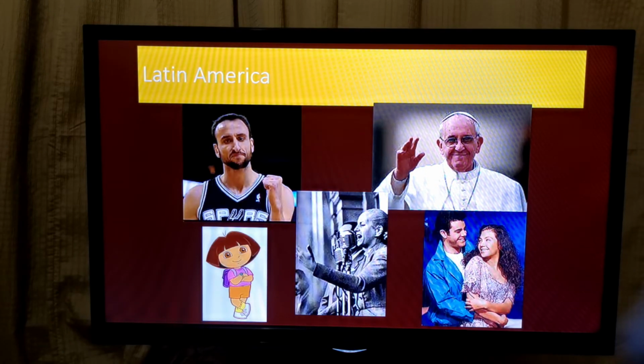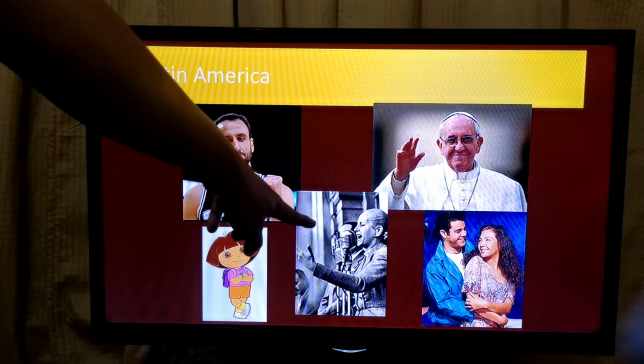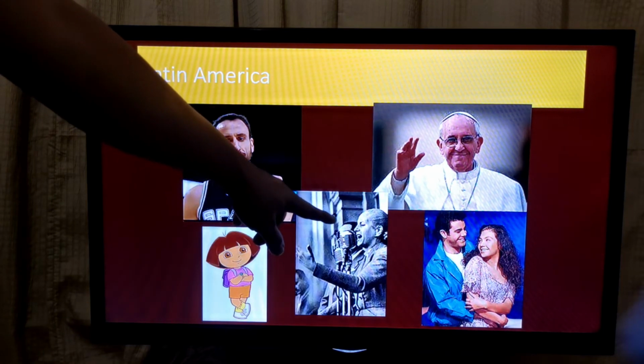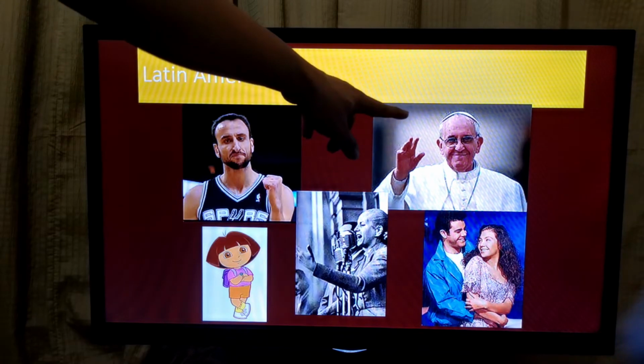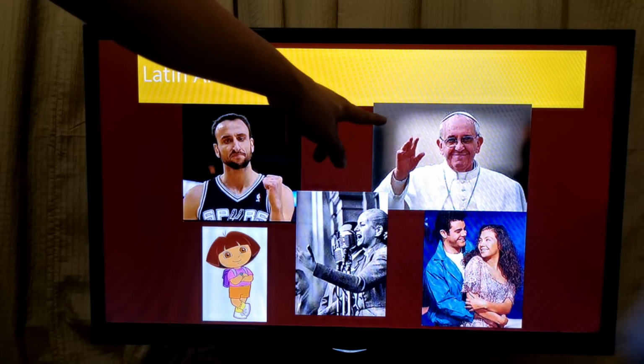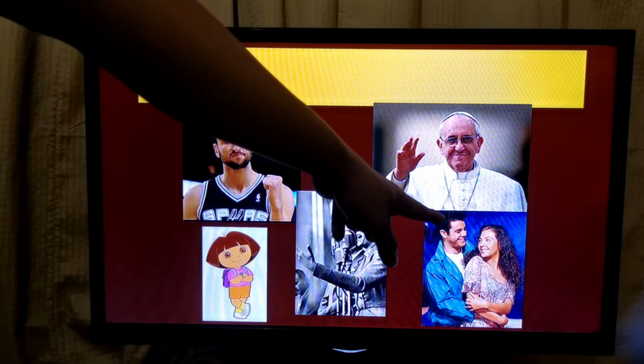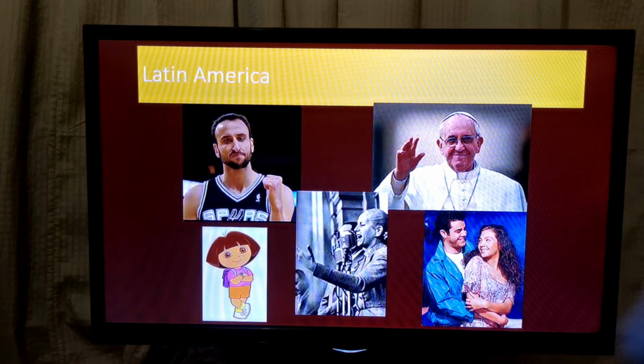Okay, some more. Ginobili of the San Antonio Spurs. Evita Peron. Do you know the song Don't Cry For Me, Argentina? She's the one behind that story. The Pope is actually from Latin America. He's not European. And of course, Sergio Santibáñez and Marimar. I don't know if you know this telenovela. Very famous in the 1990s. And of course, Dora the Explorer. They are all Latin Americans.